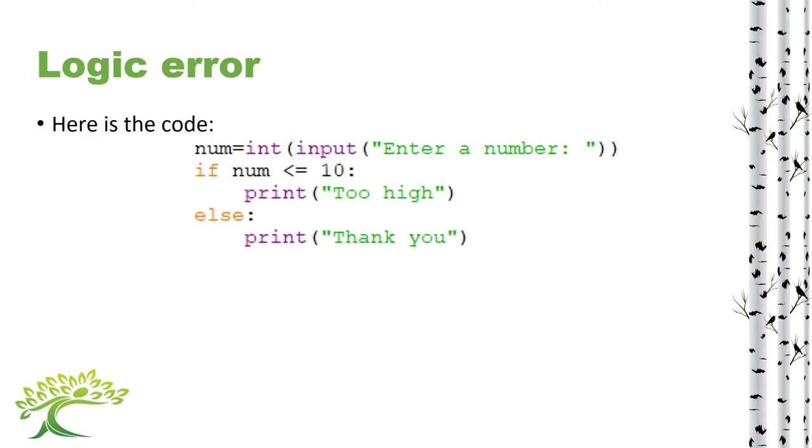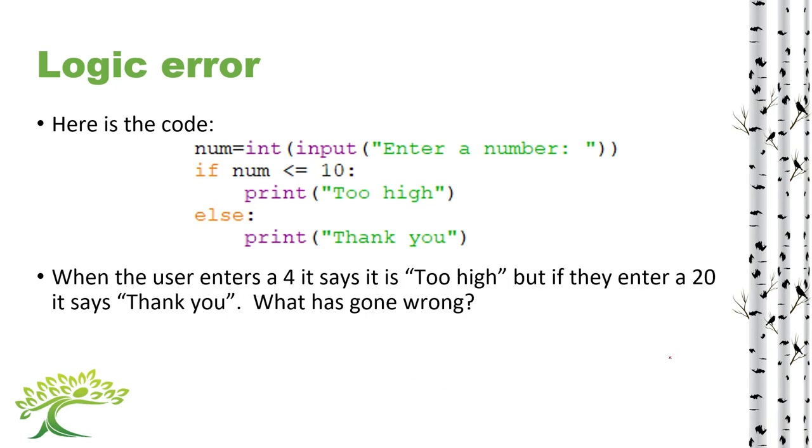Now, logic errors might happen like this. So this is an example of a logic error. There's nothing syntactically wrong with that code. That code there meets all of the requirements for Python, the programming language. Also, there aren't any errors in that code which will cause it to fail at runtime. That code will work. Problem is, it produces the wrong result, because you notice when the user enters the number 4, it says too high, but when they enter 20, it says thank you.